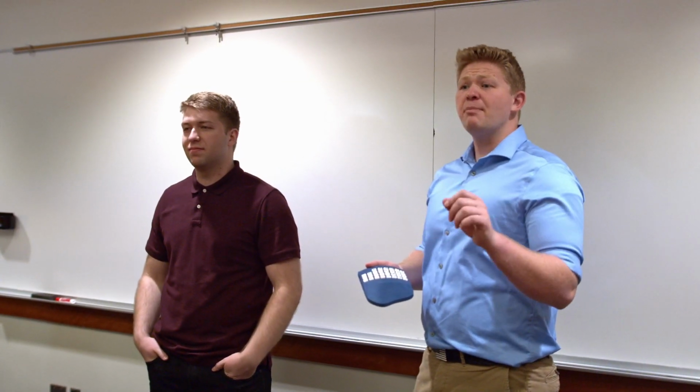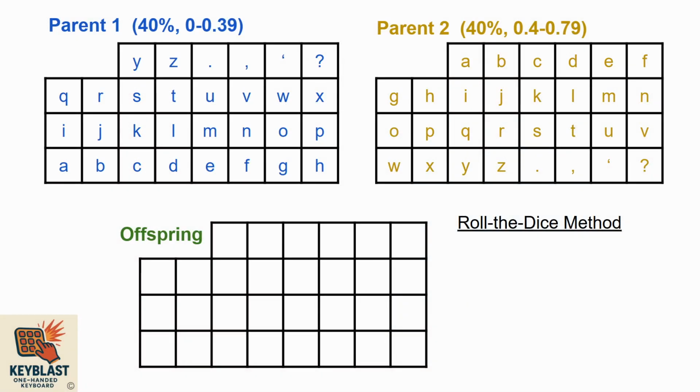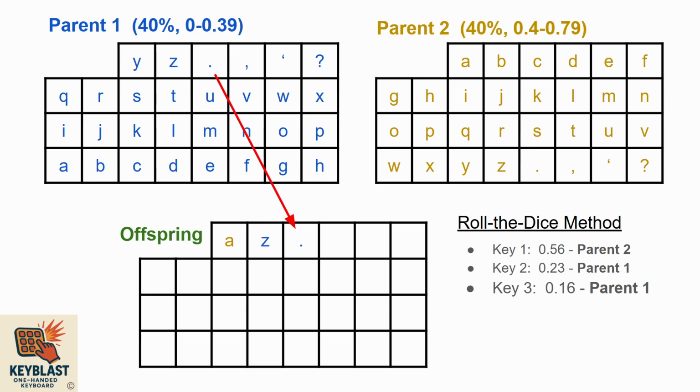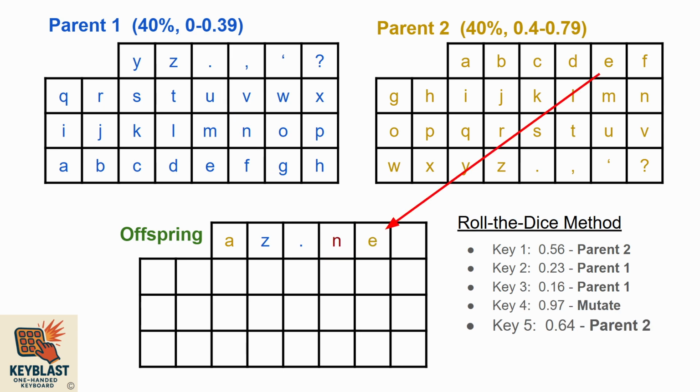Genetic algorithms mimic natural selection. They evolve better solutions over time by combining the fittest results and occasionally introducing new ideas through mutation. Here's how ours worked. For every key placement, we rolled the dice. Each gene in our keyboard DNA had a 40% chance of coming from parent 1, 40% chance of coming from parent 2, and a 20% chance of spontaneous mutation. This kept things fresh and exploratory without getting totally random.